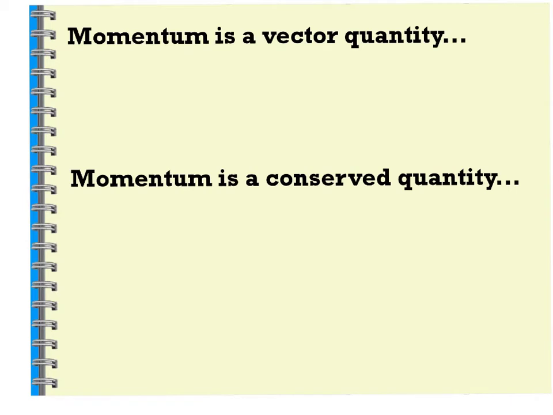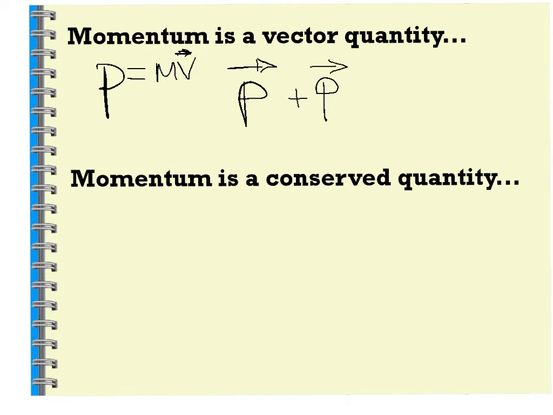Momentum is a vector quantity. What that means is that because P equals m times v, and we know that velocity is a vector quantity because it has direction, momentum always has some sort of direction to it. And that also means we can add momentums when they are in the same direction. Momentum is also a conserved quantity.